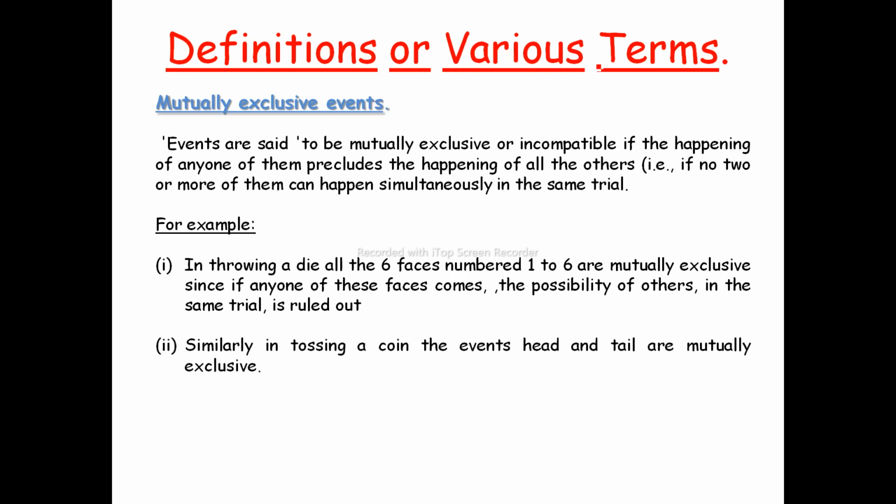Similarly, in tossing a coin, the events head and tail are mutually exclusive. So you have tossed a coin and head has come. If head has come, then tail will not come, obviously. You have tossed a coin one time and there is one outcome. Head is the outcome. When head is there, tail is not there, and if tail is there, then head is not there. Both head and tail cannot come together in a single trial. So that is known as a mutually exclusive event.